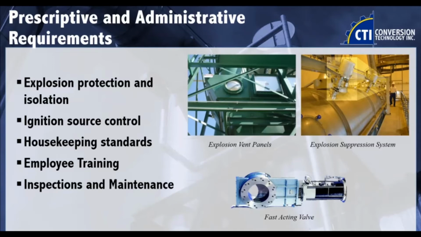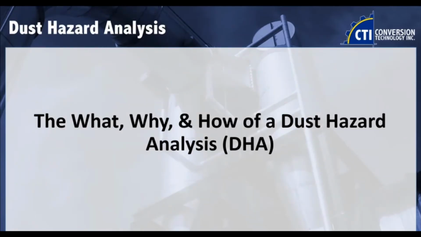Some of the prescriptive requirements include explosion relief panels, protection systems, which you see an example as a suppression system, and then fast-acting valves, which are kind of a mechanical hard stop for any deflagration. I'll go more into these later. So that was kind of my intro to the combustible dust part. I'm going to explain more of the what, the why, the how of a dust hazard analysis or DHA.